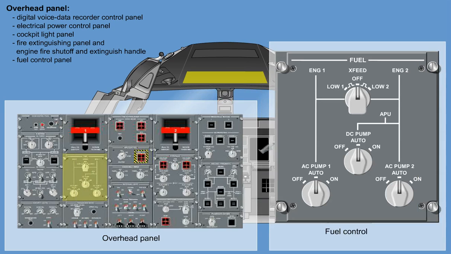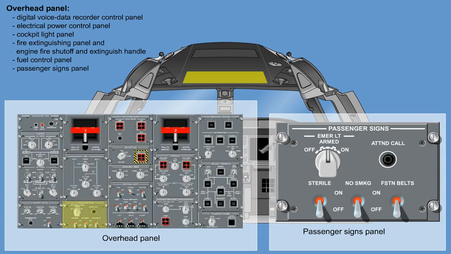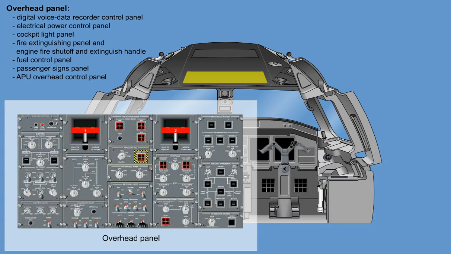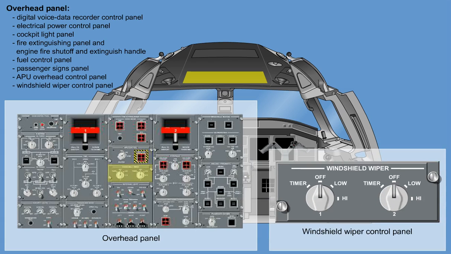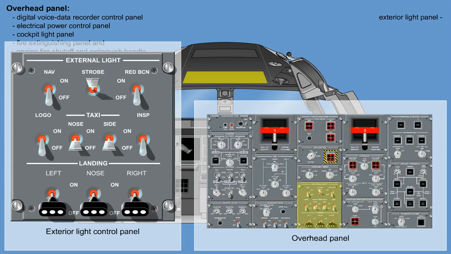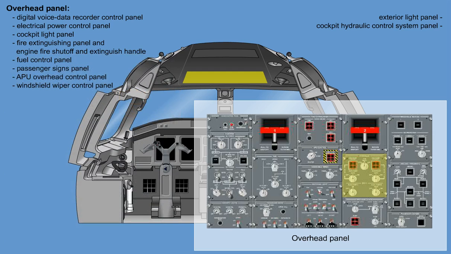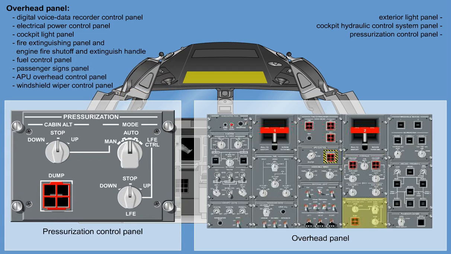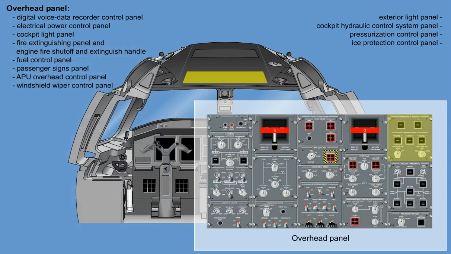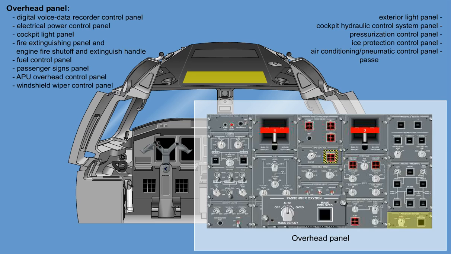the fuel control panel, the passenger signs panel, the APU overhead control panel, the windshield wiper control panel, exterior light panel, the cockpit hydraulic control panel, the pressurization control panel, the ice protection control panel, the air conditioning and pneumatic control panel, and the passenger oxygen panel.